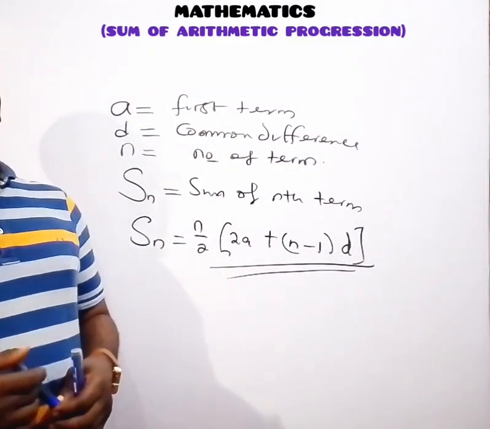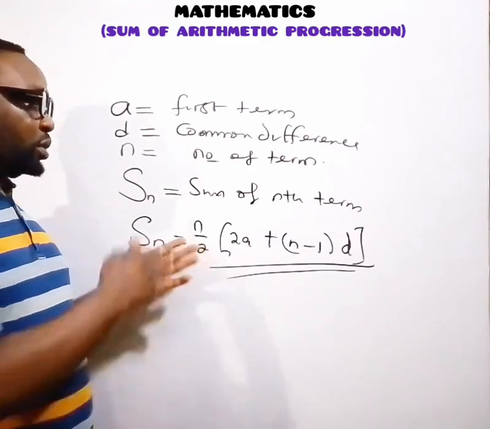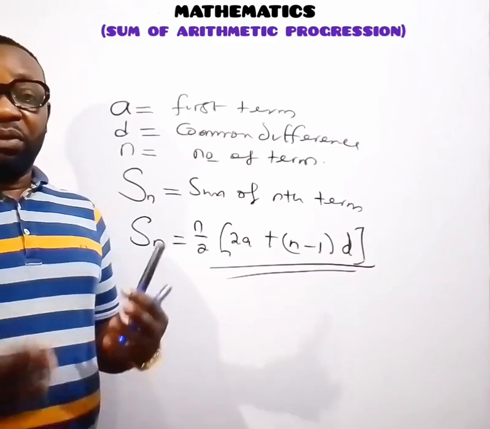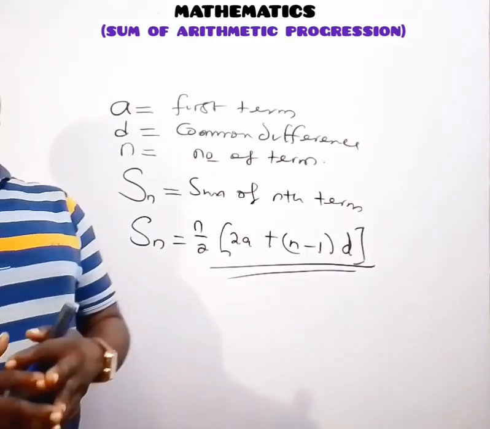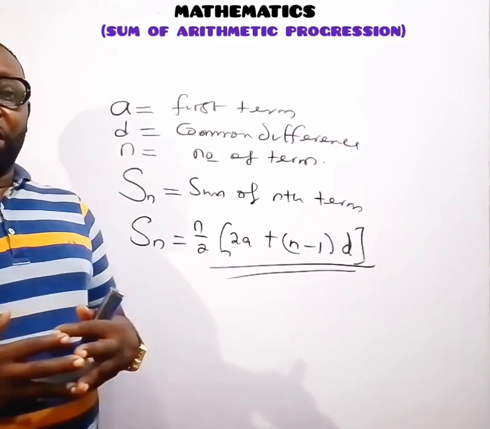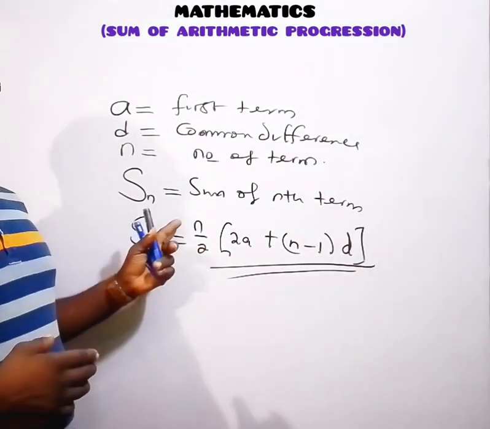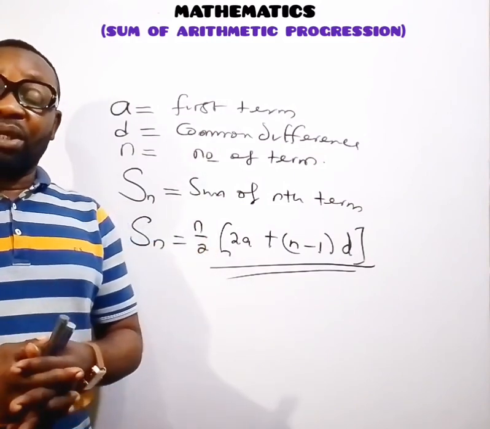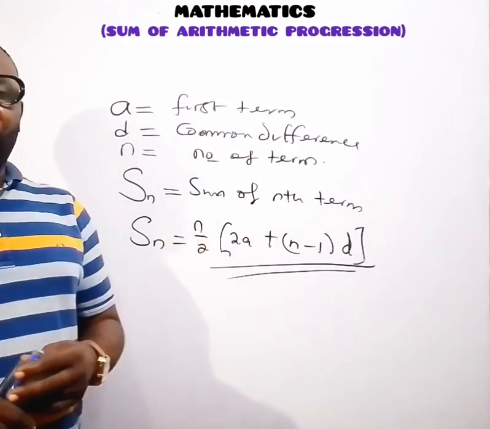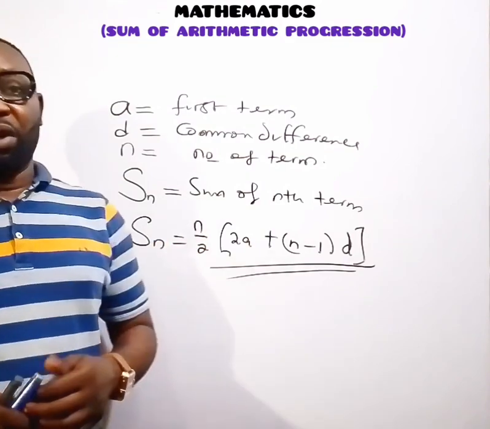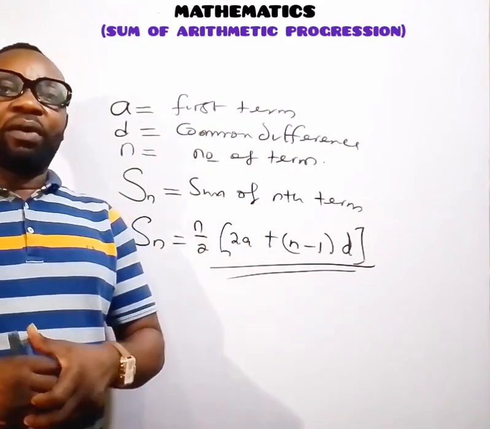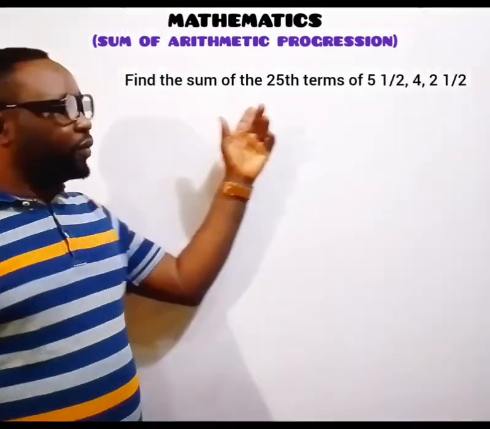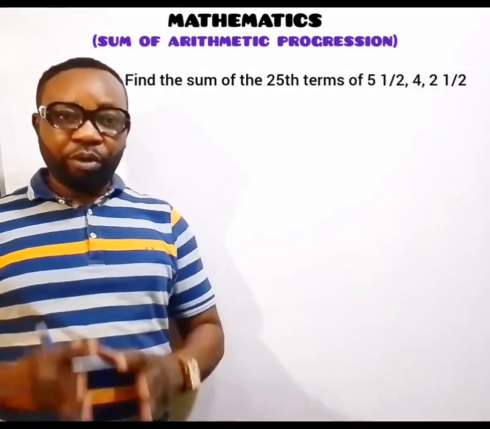This is the formula that we normally make use of when we are trying to solve the sum of arithmetic progression. In this class, we are going to see some questions where we make use of these formulas, and we also look at the method of solving sum of arithmetic progression making use of simultaneous equation. There are some questions that will lead to simultaneous equation. Let's look at how we are going to solve it one after the other. The question we have here asks us to find the 25th term of this arithmetic progression.